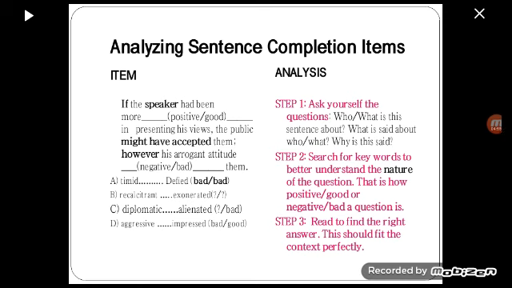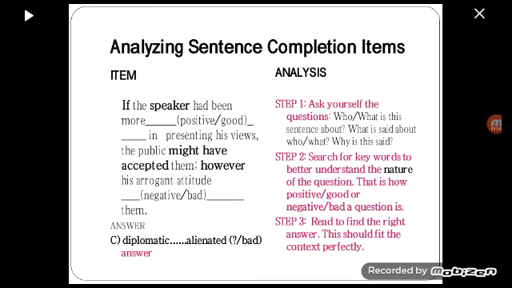If we're honest with ourselves, we realize that we don't understand the words for B, and for C we probably don't know what diplomatic means. Then look at D. If we look closer at D, we'll realize that D is also one of the options that seem to be out, because it has a bad word, and the first idea we must have in the item would have to be a good word. So as it stands now, our only options are between B and C. Let's see. If the speaker had been more dash in presenting his views, the public might have accepted them. However, his arrogant attitude dash them. The correct answer, having gone through the steps, would definitely be C.